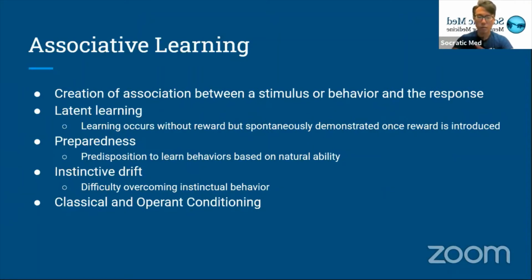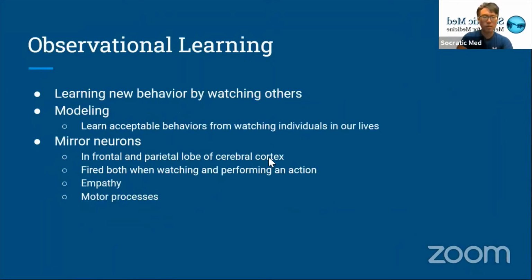And then related to that, instinctive drift. So once you're born with the ability to do a certain behavior, it's difficult to overcome your instincts and either move away from that behavior or stop performing that behavior. And then associative learning is also split into two different categories: classical conditioning, and then operant conditioning. So the first part I'm going to go over is that.